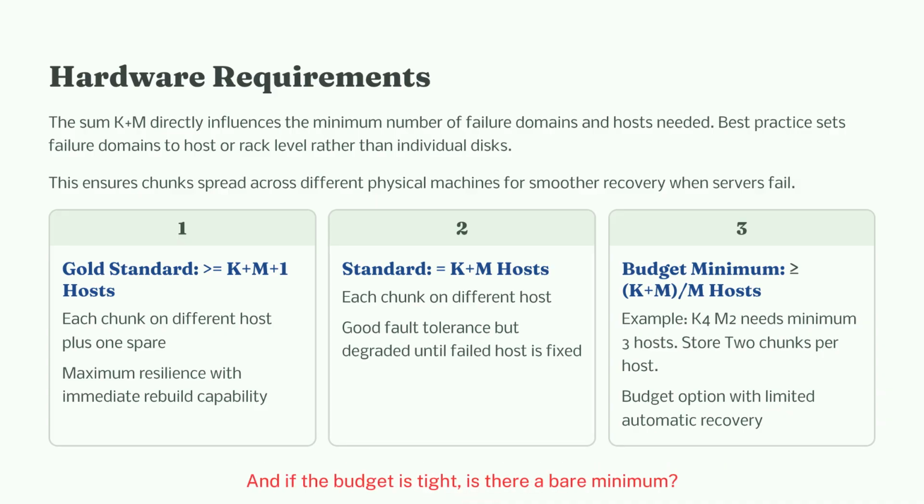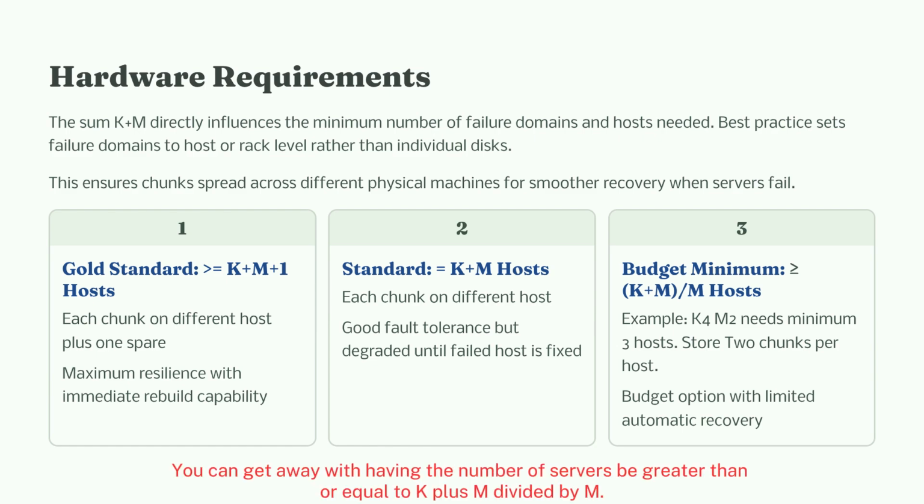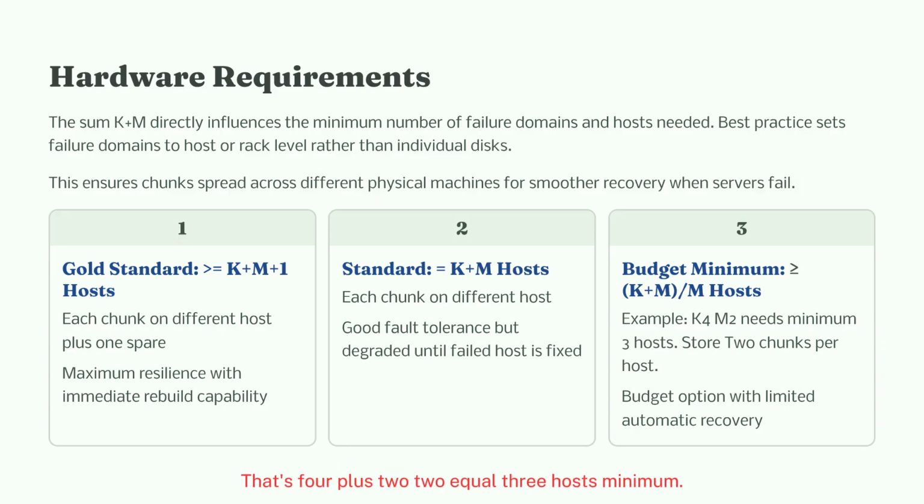And if the budget is tight, is there a bare minimum? Yes, there's a budget limited option. You can get away with having the number of servers be greater than or equal to K plus M divided by M. Okay, K plus M divided by M. Let's use that K=4, M=2 example again. That's 4 plus 2, divided by 2, equals 3 hosts minimum. Correct. Just 3 hosts for a 4 plus 2 EC pool.